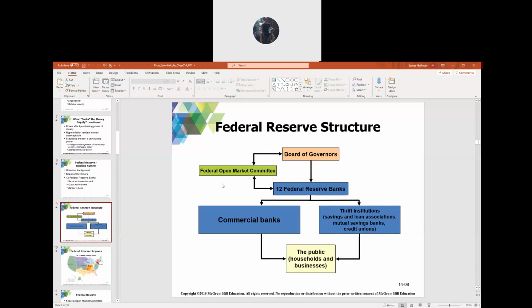The Federal Reserve structure kind of looks like this. You have the 12 Federal Reserve banks and the Board of Governors. The Federal Open Market Committee decides what they want to try to do with interest rates and the money supply, and we'll talk more about that when we talk about monetary policy next week. The 12 big banks oversee the commercial banks and the thrifts in their region, and the public banks at either commercial banks or thrifts. Thrifts include savings and loan institutions, mutual savings banks, or credit unions. And I put a little link.